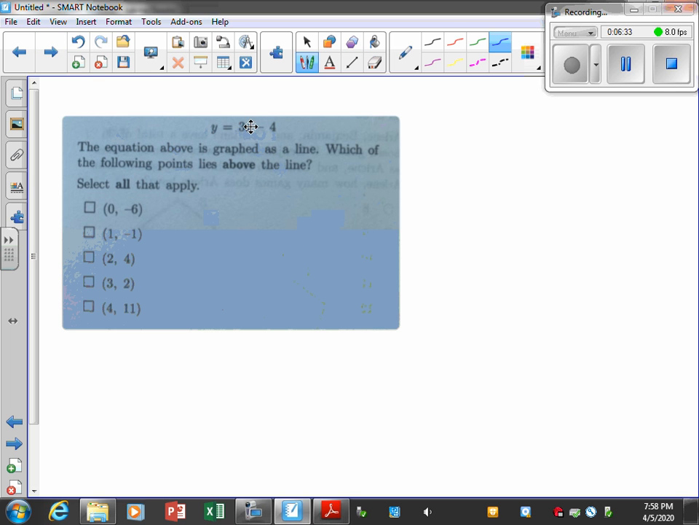If this equation is graphed, which of the following points lie above the line? Select all that apply. We're just going to have to plug them in. This is a plug and play. So if you start with y equals 3x minus 4, so y equals 3 times x minus 4. So let's plug in 0 for x, negative 6 for y, and see what we get.